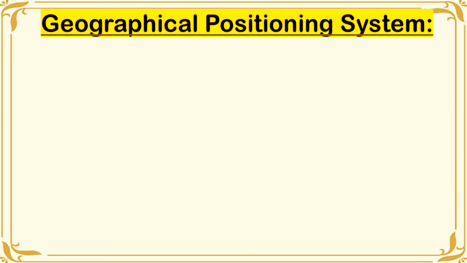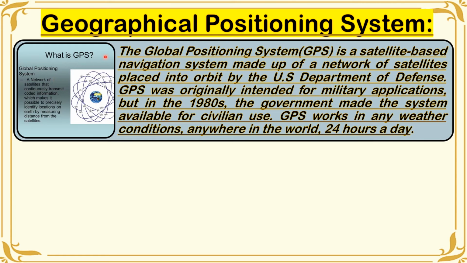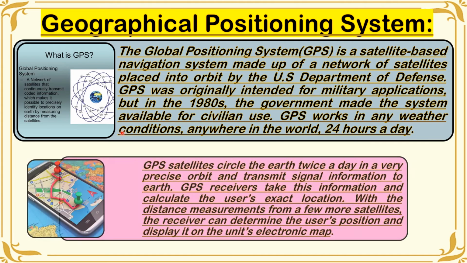Now class, let us study about GPS or Geographical Positioning System. So what is GPS? The Global Positioning System or GPS is a satellite-based navigation system made up of a network of satellites placed into orbit by the U.S. Department of Defense. GPS was originally intended for military applications, but in the 1980s, the government made the system available for civilian use. GPS works in any weather conditions, anywhere in the world, 24 hours a day. So it is really very helpful when locating places.